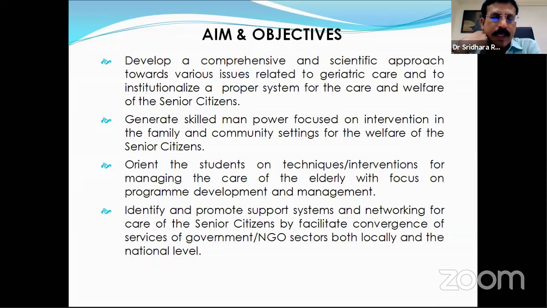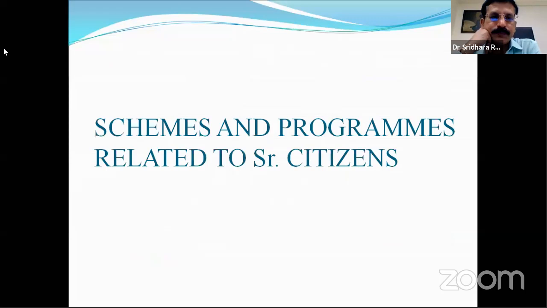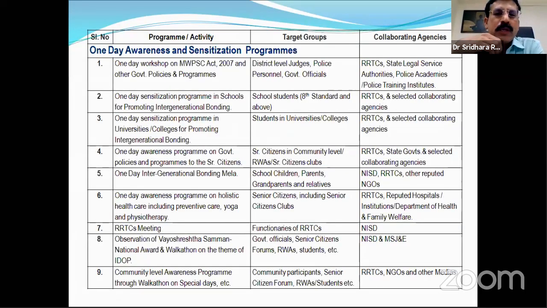Next, please. And now we'll go to our main schemes and programs for senior citizens. Related to senior citizens, we have many different schemes and programs. These are the main ones. We are giving services to the society and to organizations. Here, our social workers' role is very important.